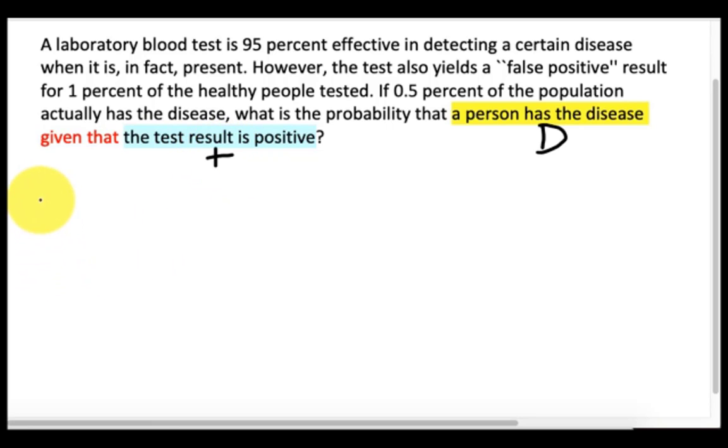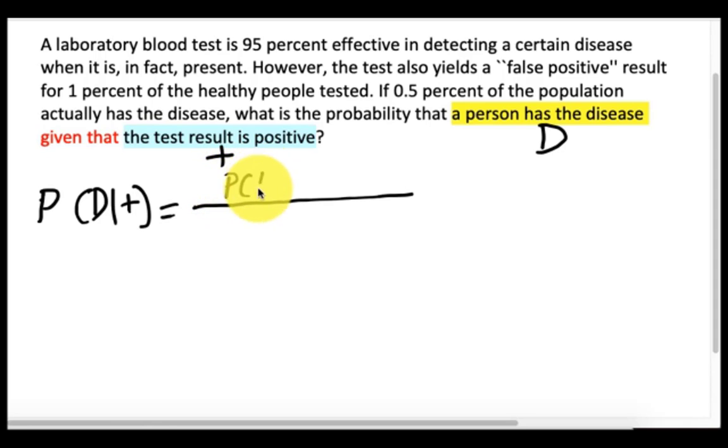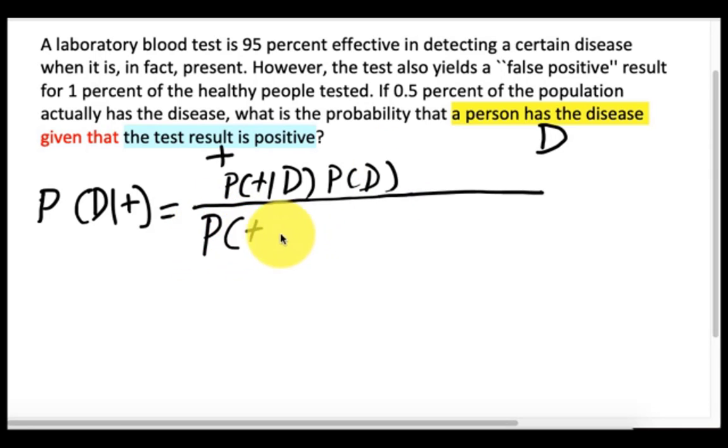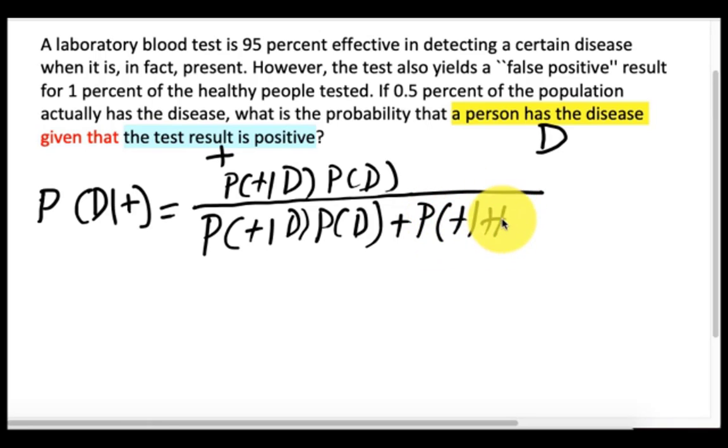So we want to find the probability of D given plus, and that would be the probability of plus given D times the probability of D, divided by the probability of plus given D times the probability of D plus the probability of plus given H, where H is the event that the person is healthy, times the probability of H.